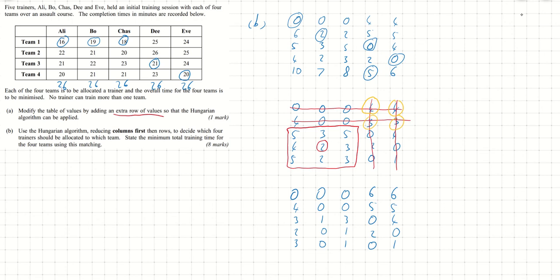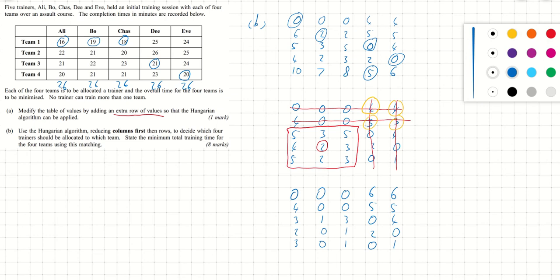Okay. And now if we look at this table, there's no way to cross out all the zeros without using 5 lines. So we've actually got an optimal assignment. And all we have to do is choose one 0 from each row and each column to be our optimal assignment.